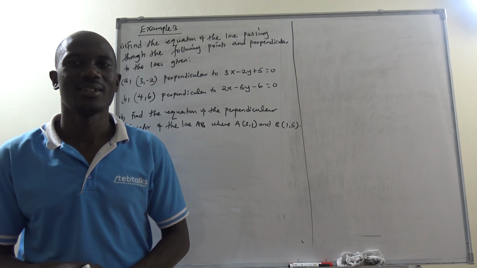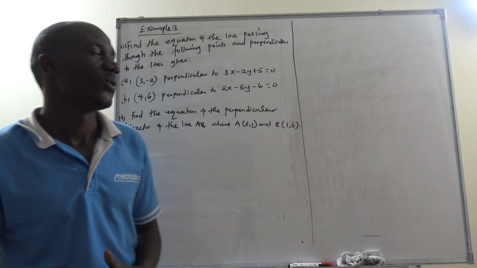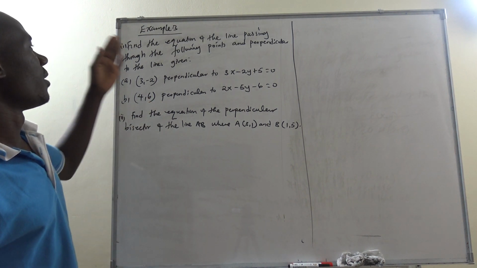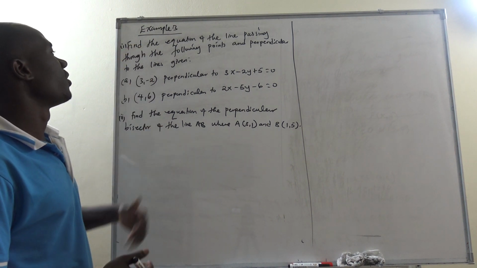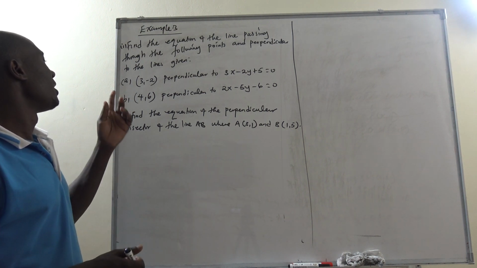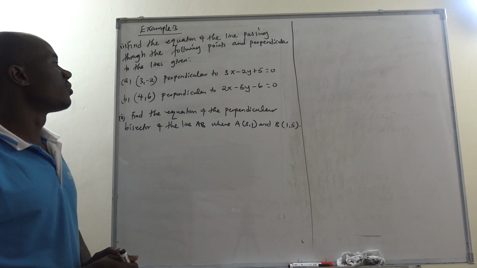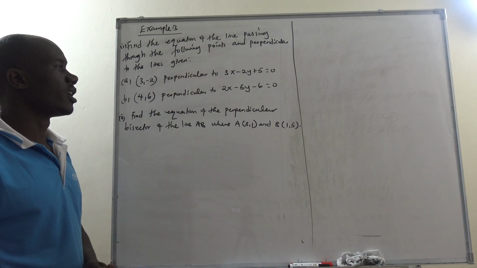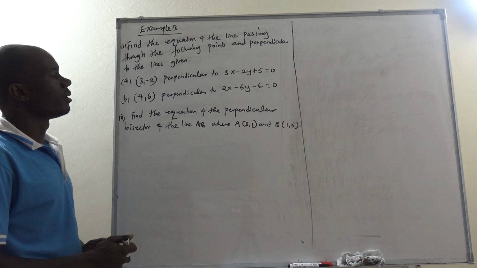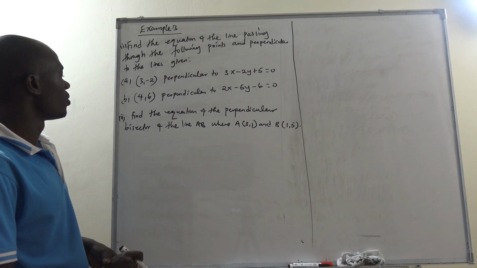Welcome to Tabletops. We are still moving on with coordinate geometry, and another example goes: find the equation of the line passing through the following points and perpendicular to the lines. Part A: (3, -2), perpendicular to 3x minus 2y plus 5. Part B: (4, 6), perpendicular to 2x minus 5y minus 6 equals 0.